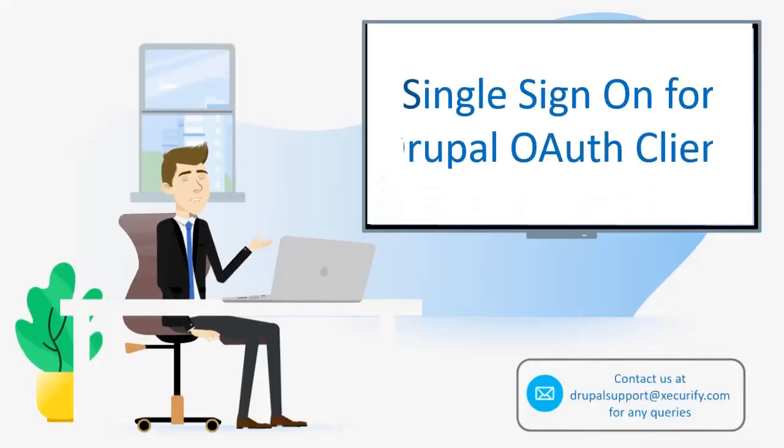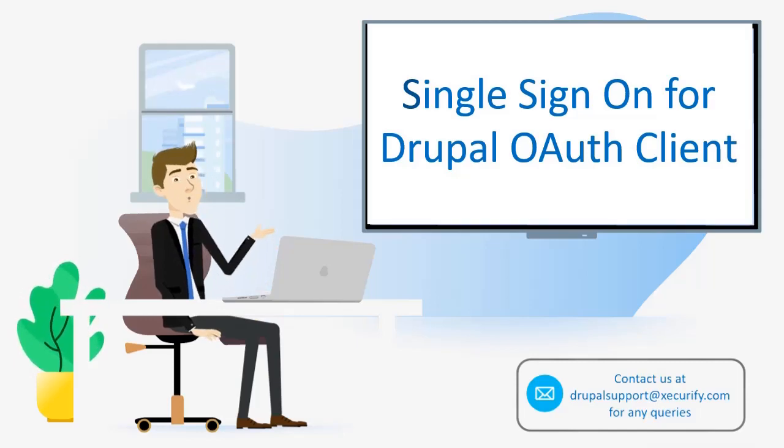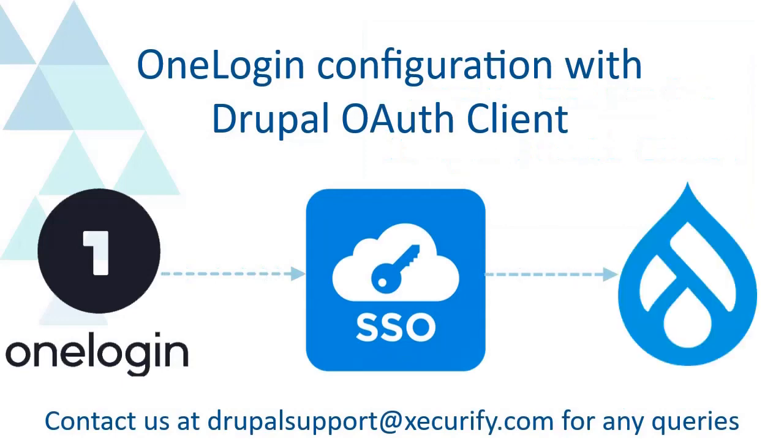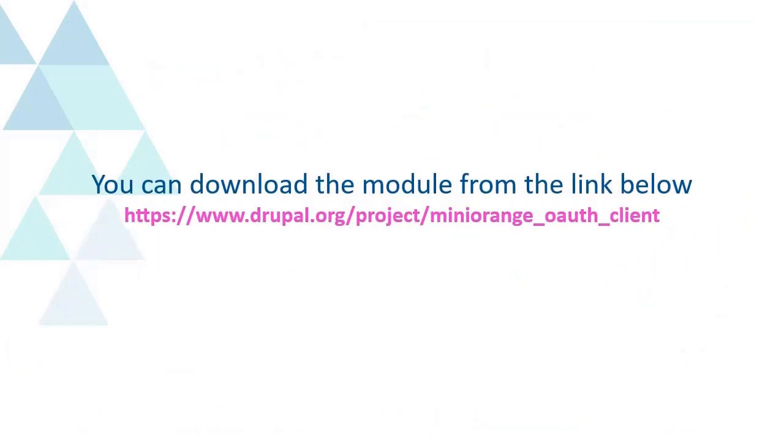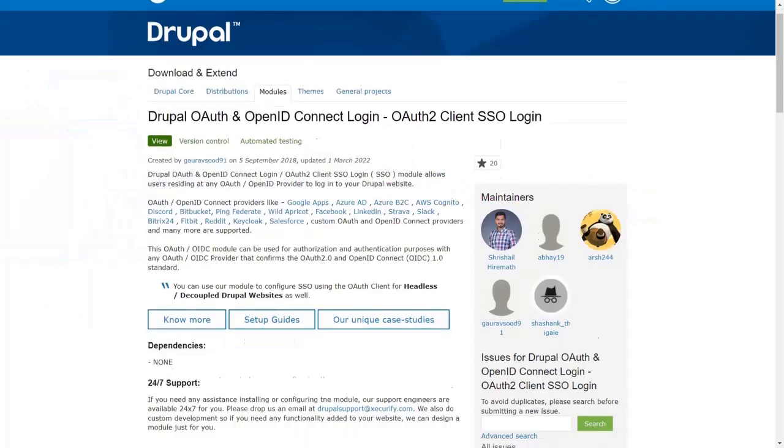Mini Orange provides single sign-on solutions for Drupal, and as we know, it is the best OAuth OpenID solution available in the market. We are going to configure Drupal OAuth Client with OneLogin. You can download the module from the link below. You can find the download link in the description as well.